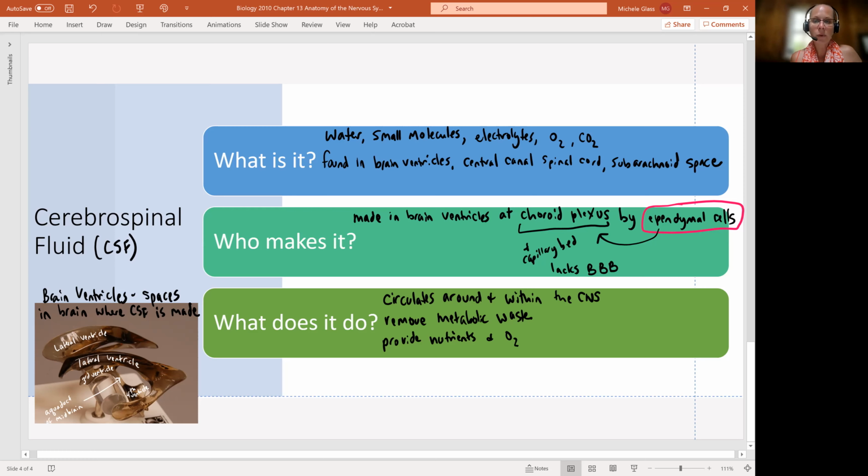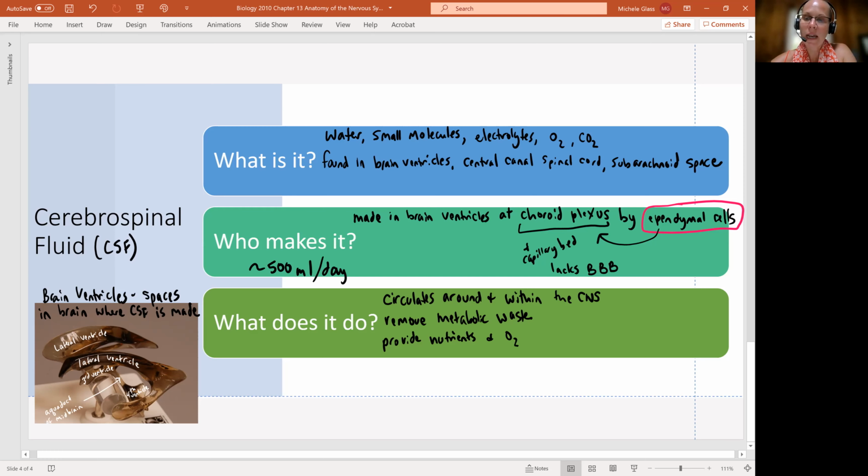We see that we're producing about 500 milliliters per day. This is something that's constantly being produced, and then through the veins, it's being removed. So you're constantly removing the waste and replenishing the fluid in order to keep this tissue alive.